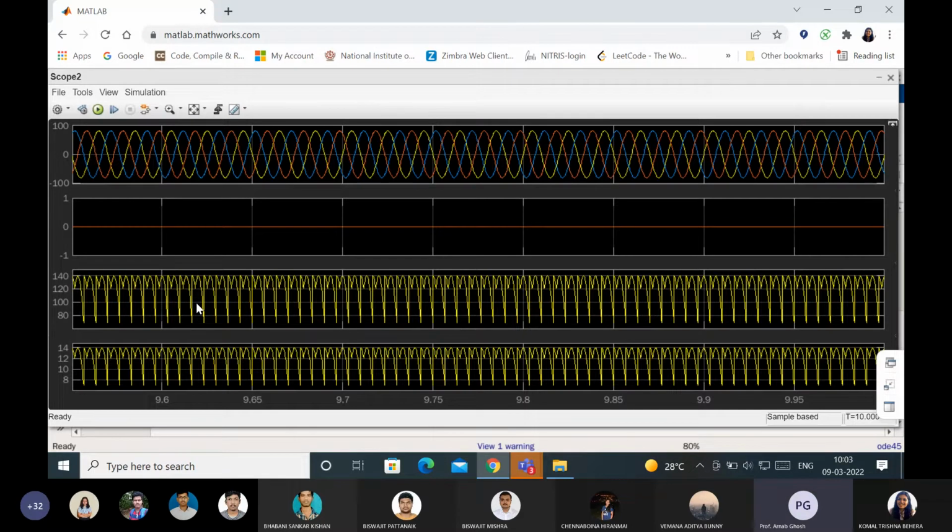Okay, that's okay. But my question is, can you please zoom in on one cycle? Can you please zoom one cycle? Yes, sir, I'm trying to.